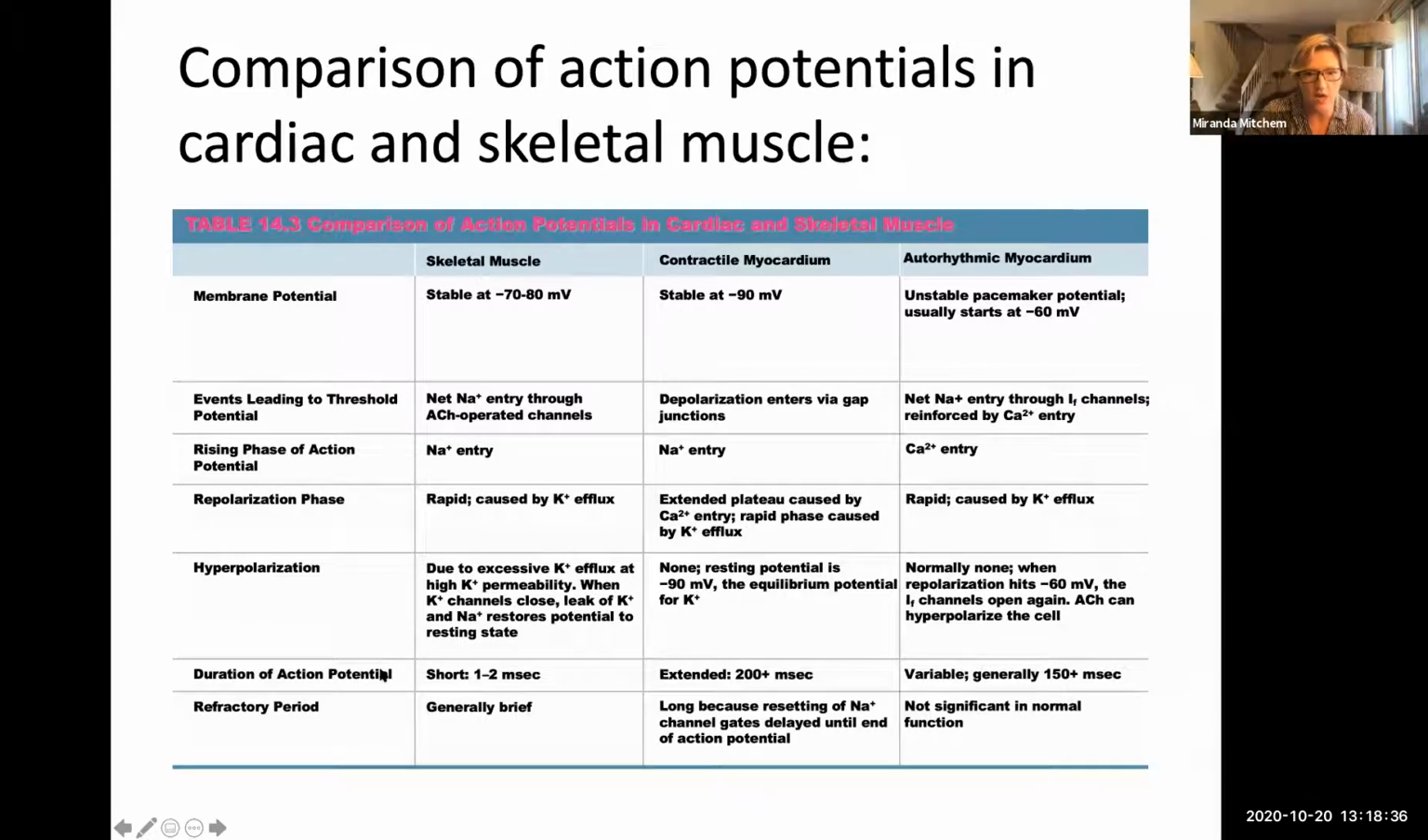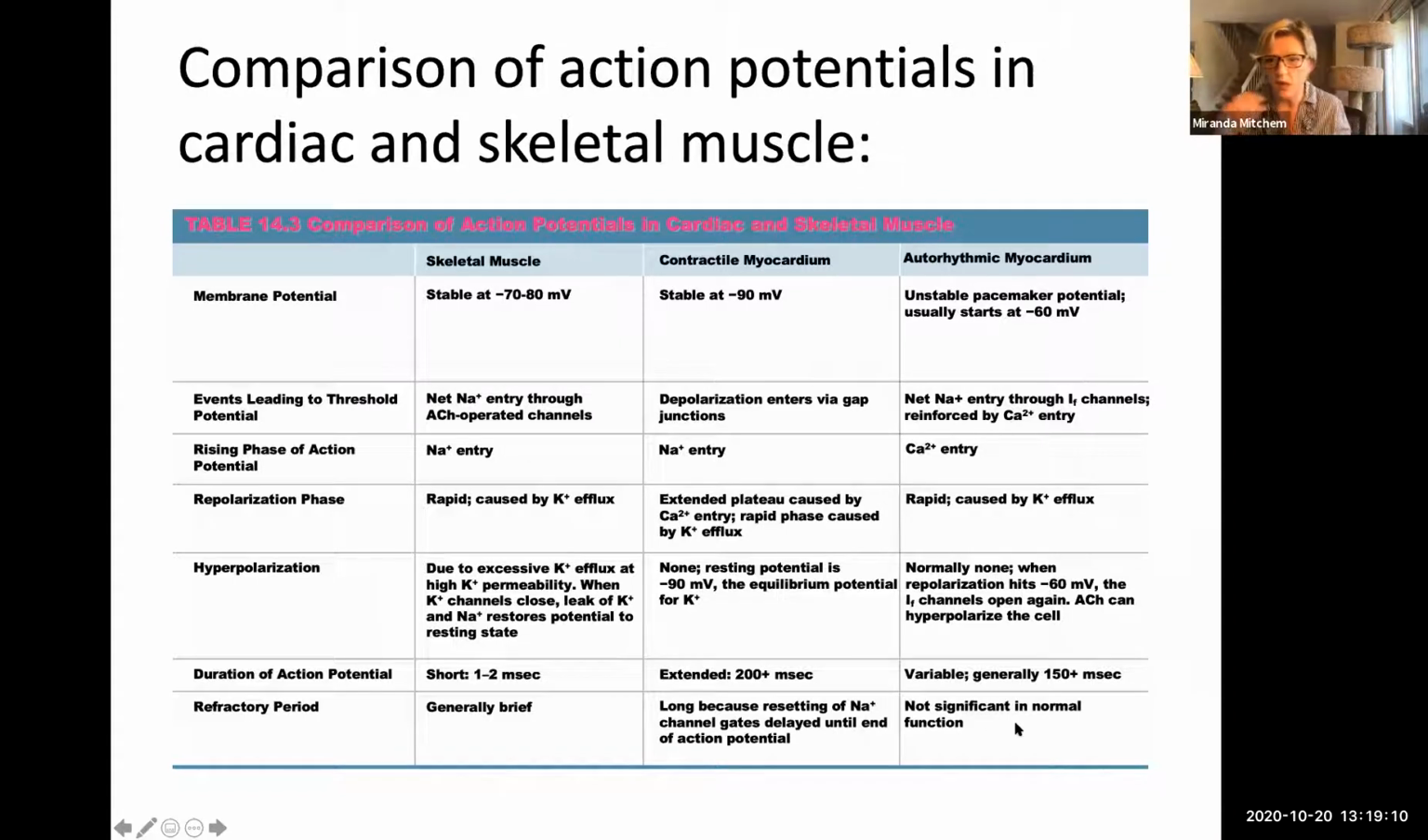Look at the time frame. Skeletal muscle is 1 to 2 milliseconds for the action potential, but for the cardiac contractile, it's 200 milliseconds or higher. With the autorhythmic, that can vary some, but it's about 150 milliseconds. We've got a very brief refractory period in skeletal muscle, but it's very long, almost the entire length of the action potential, in our cardiac contractile muscle.